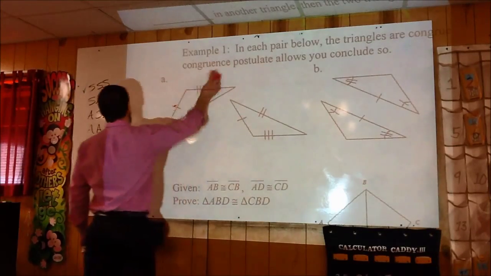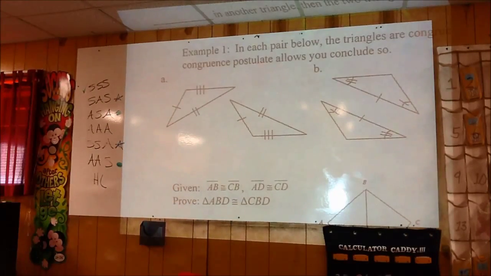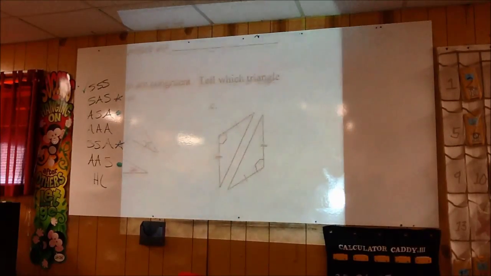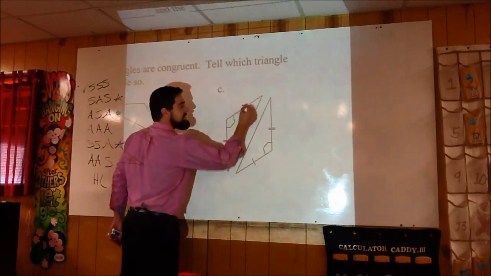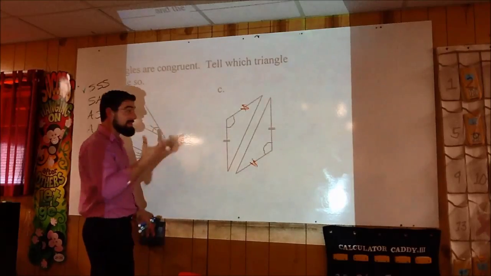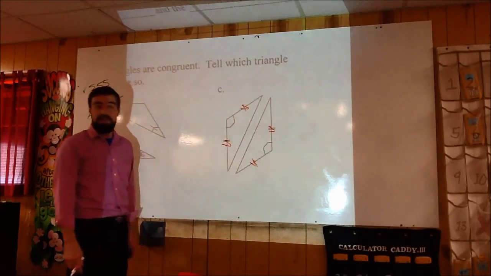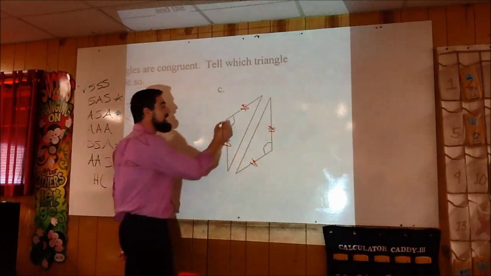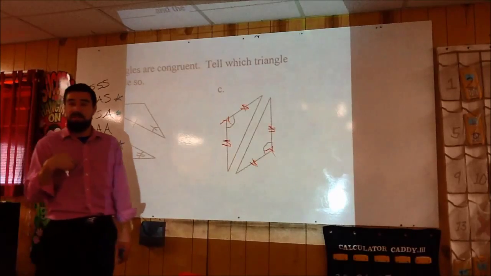And then we went to the next acronym, which was side, angle, side. An example of that would be like this. And again, in class, I would label these as such. And I would say, okay, this side is congruent and corresponding to that side because they both have 1 mark of congruency. And this side is corresponding and congruent to that side because there's 2 marks of congruency. And then this angle is corresponding to this angle. So I've identified my 3 pieces of information.